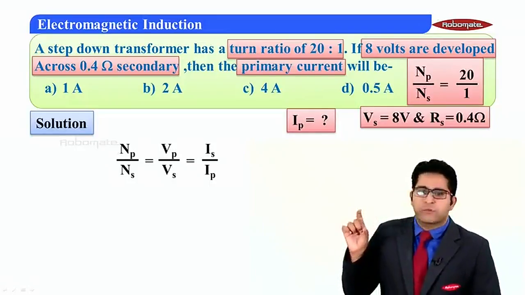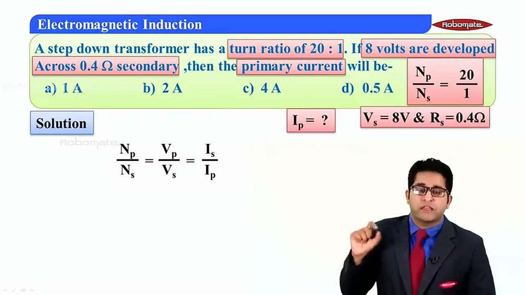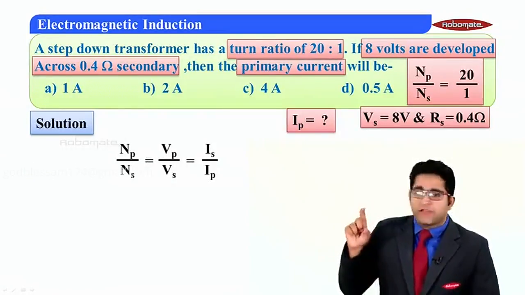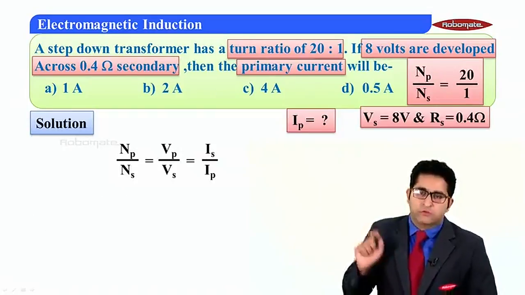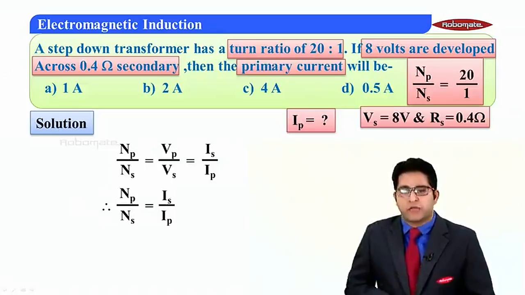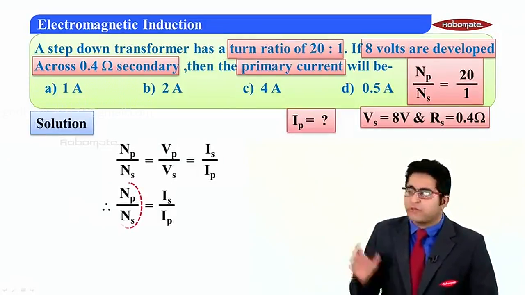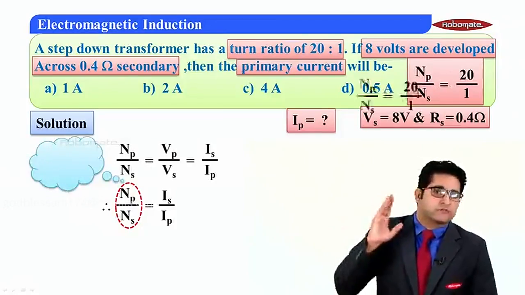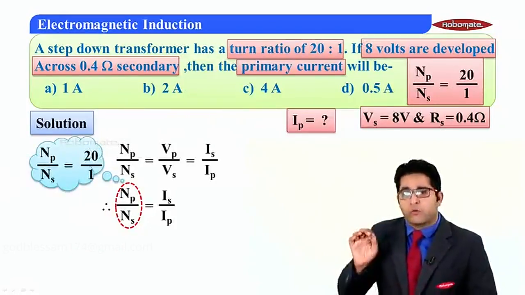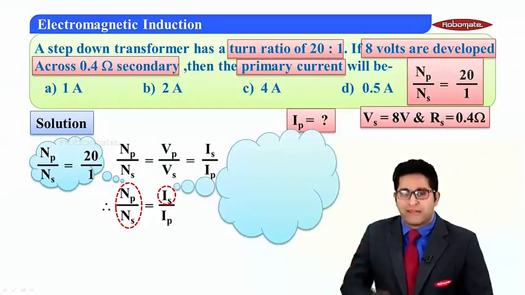Now students, over here we are provided with the value of NP and NS, right? That is NP upon NS we are provided, and we are supposed to find out the value of Ip. So we can rearrange this and I can write it as NP upon NS is equal to Is upon Ip. Now let us see which all values are given. We are provided with the value of NP upon NS, which is 20/1. Now, do we have value of Is? No, we don't have value of Is, but we can calculate, right?